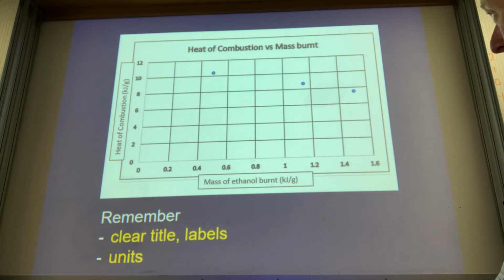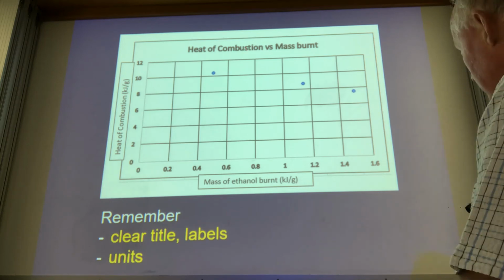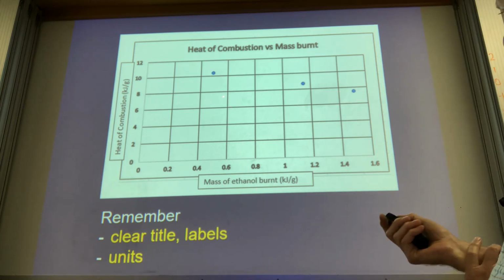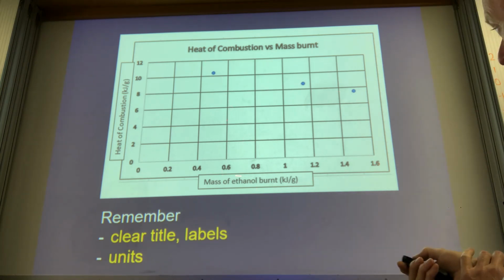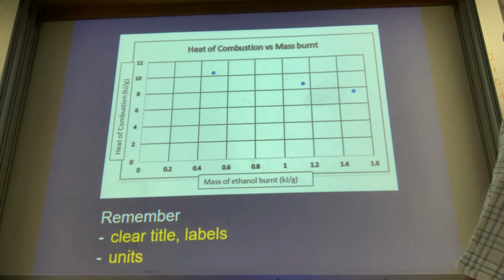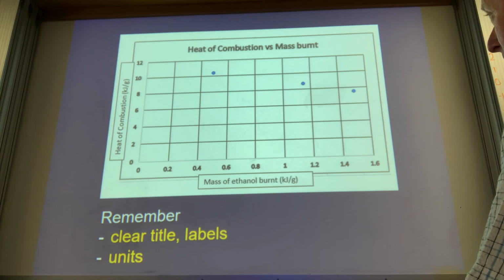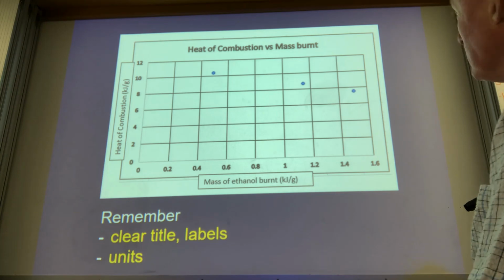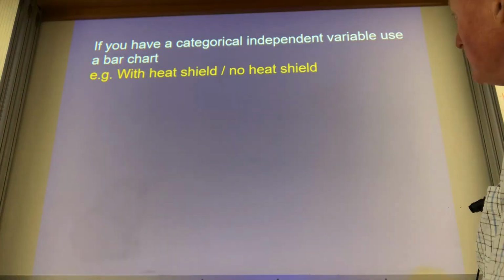Being careful with my formatting, so I've got the mass of ethanol burnt on my x-axis and the heat of combustion on the y-axis. Clear labels, units, all that sort of thing, a title to the graph. And it's clear what's happened. For some reason in my investigation, as the mass of ethanol burnt, the heat of combustion became less and less accurate. It's a lower and lower value. Something went wrong there. But that's for another day.